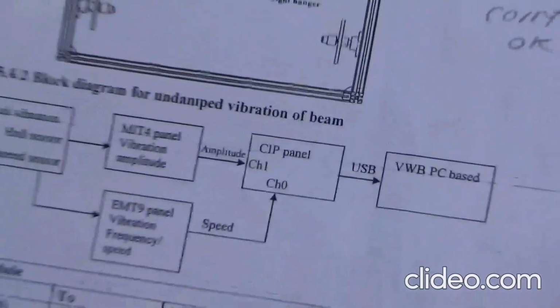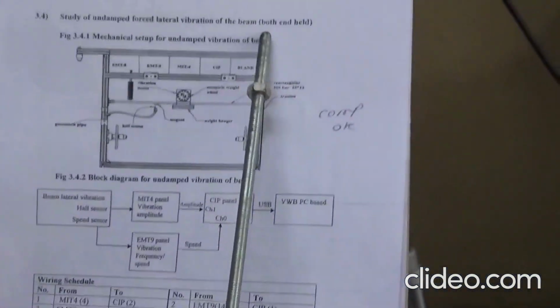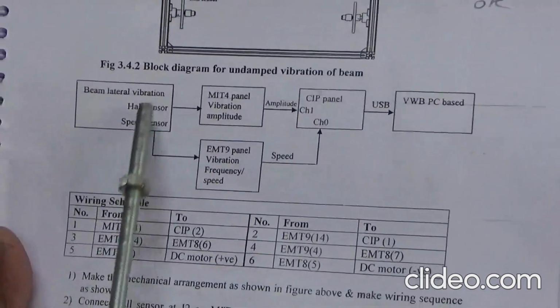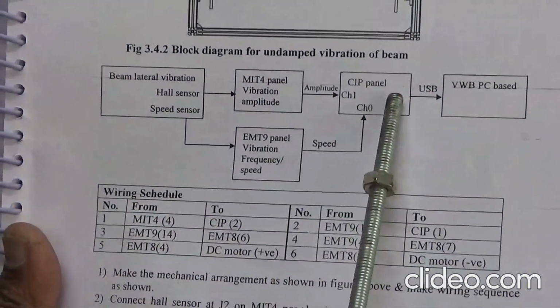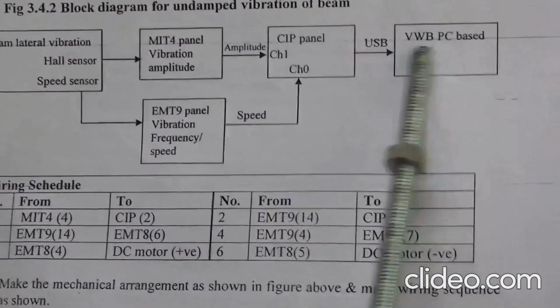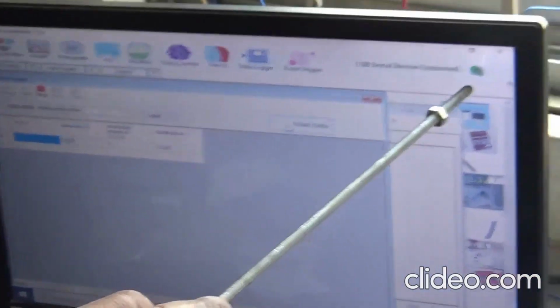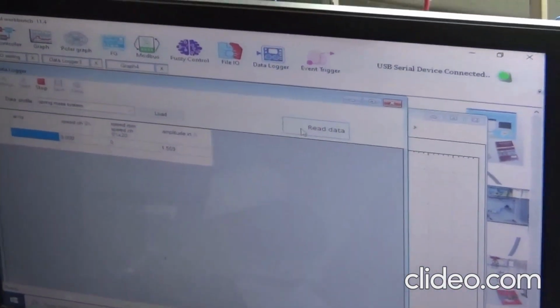Now this is the block diagram of the experiment, that is, study of undamped forced lateral vibration of the beam, both end held. We have a beam lateral vibration, Hall sensor, speed sensor, etc. From here it goes to the MIT4 panel, from there it goes to the CIP panel, and from here it goes to the virtual workbench PC base. This software is called Virtual Workbench 11.4 software, and it is connected. Green indicates that the connection is proper with the trainer.